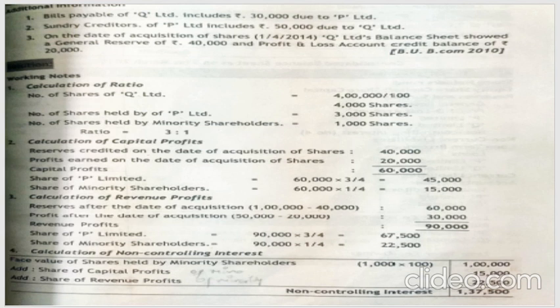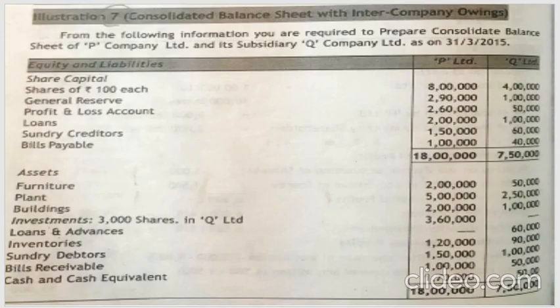First step is calculation of ratio. So we need to check the number of shares of the subsidiary company. Share capital, total share value is 4 lakh of rupees 100 each. Then we need to check how much the parent company has acquired. By the investments, 3,000 shares in Q Limited, they have bought 3,000 shares from Q Limited. So number of shares of Q Limited, 4 lakh of rupees 100 each, gives you 4,000 shares. Now the parent company share, according to the investments, is 3,000 shares bought from the subsidiary. So out of 4,000 minus 3,000, which gives you 1,000, that is the share of minority shareholders. So the ratio is 3:1.